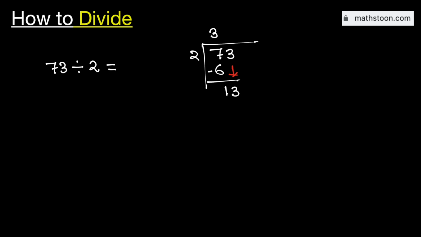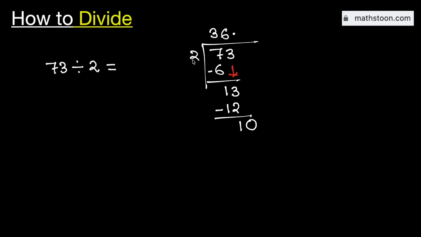And we know that 2 times 6 is 12, and 12 is closer to 13. Subtract, we get 1. Now this 1 is less than 2, but we have no number to bring down here. So in this situation, we will borrow 1 0, and for that we need to put a decimal here.